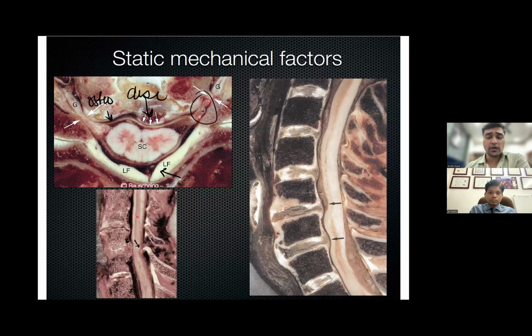So similarly, this is one of the specimen models that shows a disc causing compression and an osteophyte at the level of the foramen causing compression of the exiting nerve root.